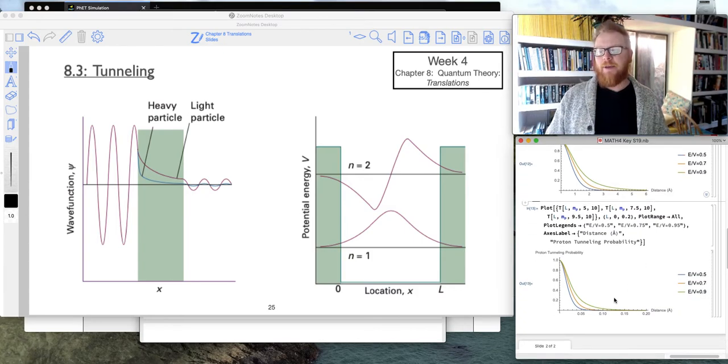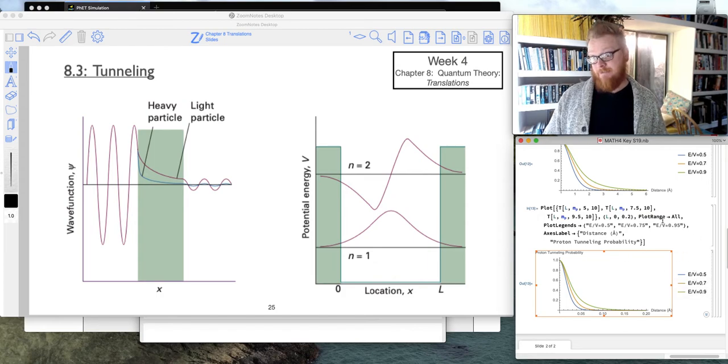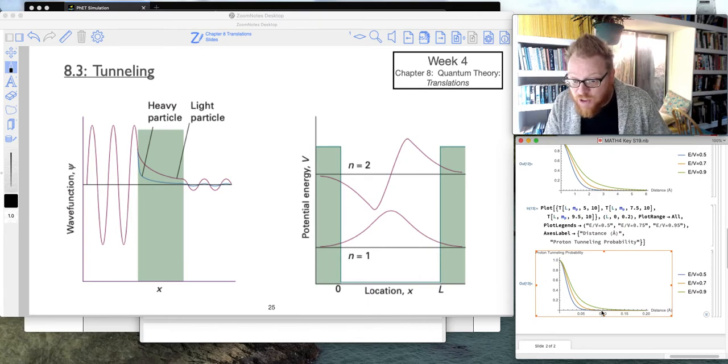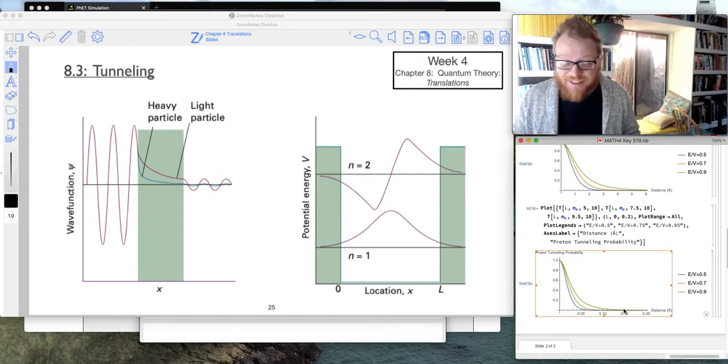But check out what happens when I change this to a proton. So now this is proton tunneling probability, okay? Same barrier energies, 10 electron volt potential energy, but now look, even the most energetic proton here, the one with 9 electron volt kinetic energy, can't even make it a quarter of an angstrom, right? It makes it maybe 1/10, maybe 0.15 of an angstrom, but that's it.